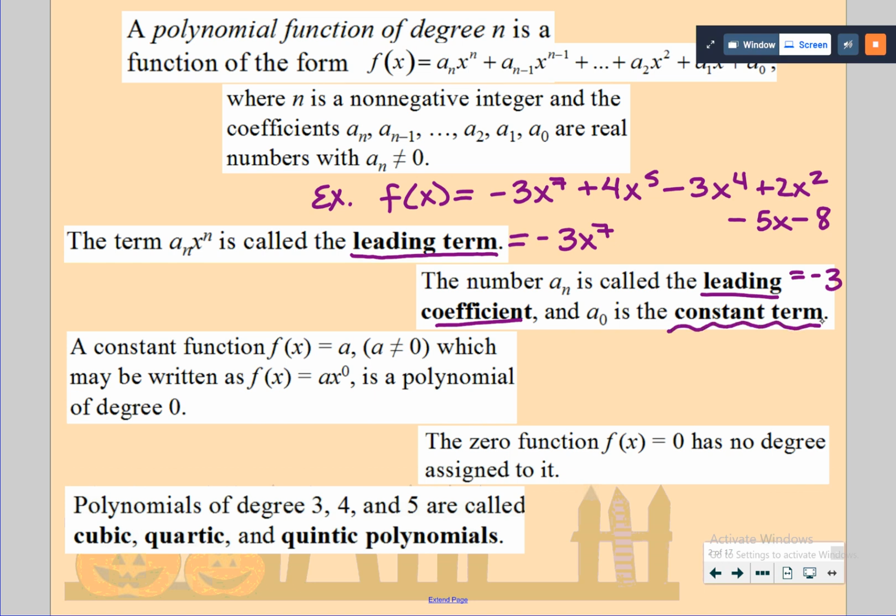The constant term, sometimes you have these, sometimes you don't. It's the guy that doesn't have a variable. So in my polynomial, the constant term is -8.